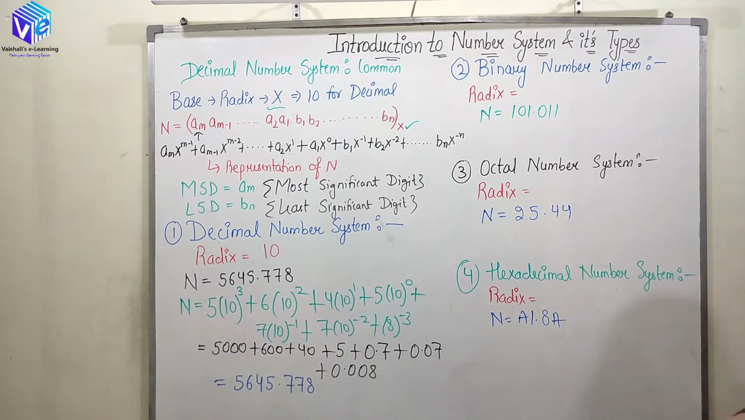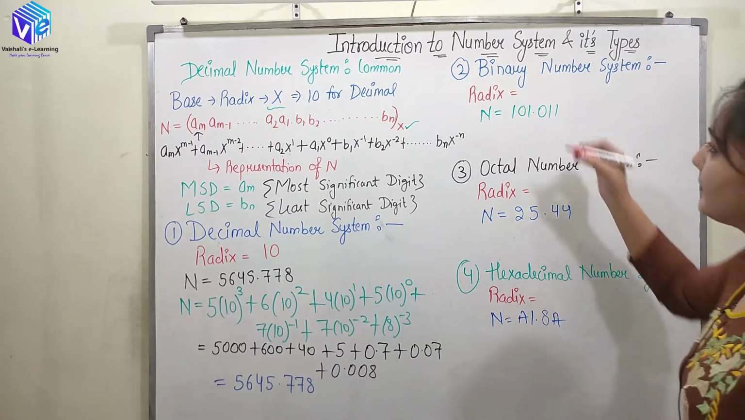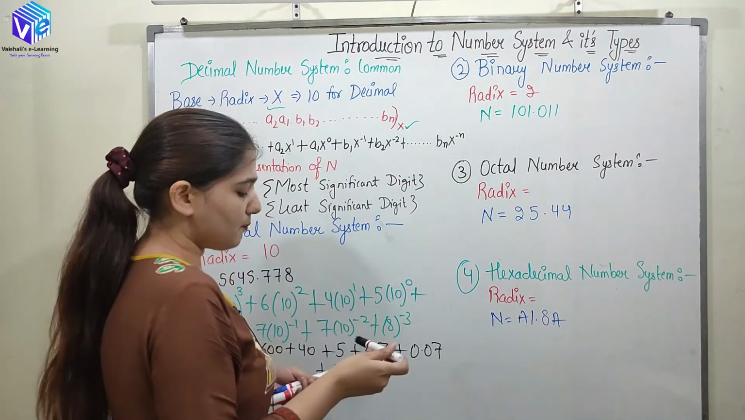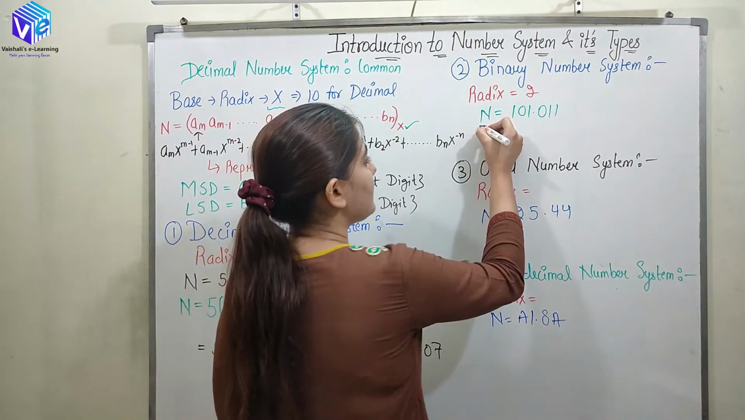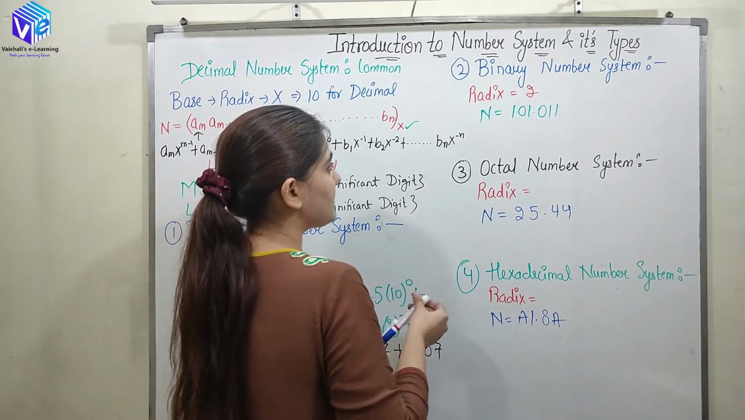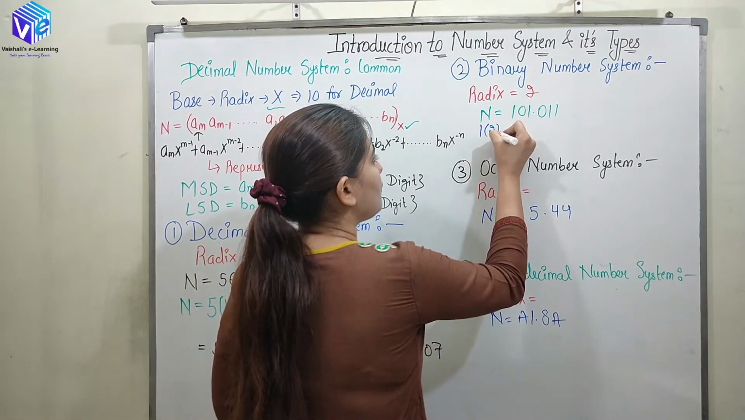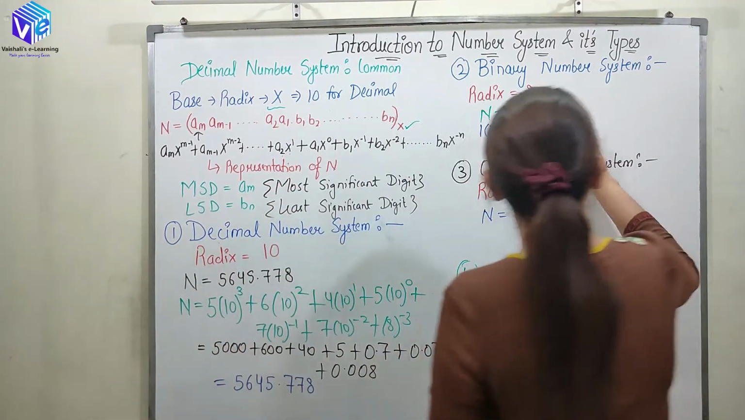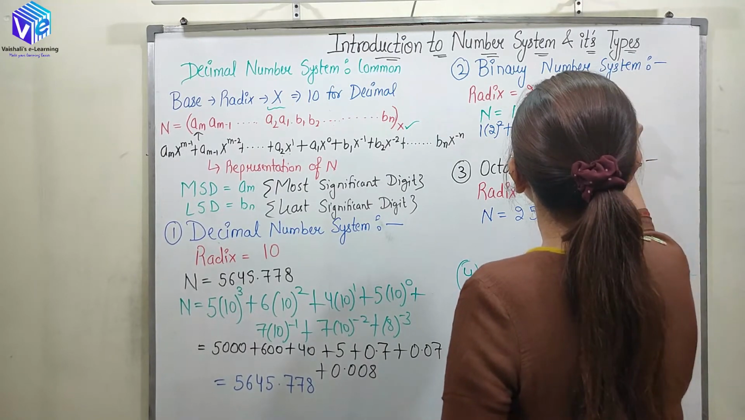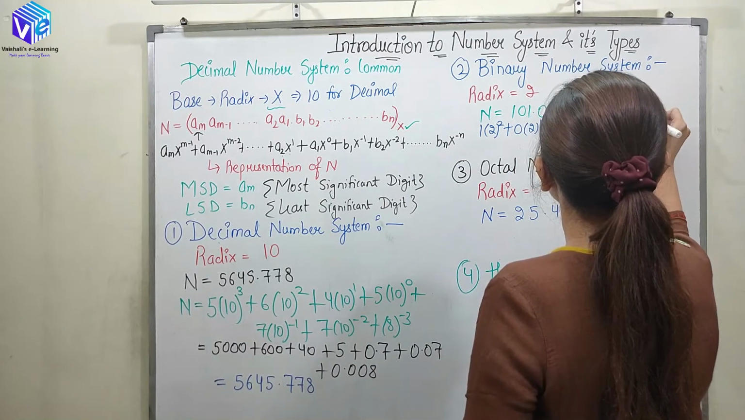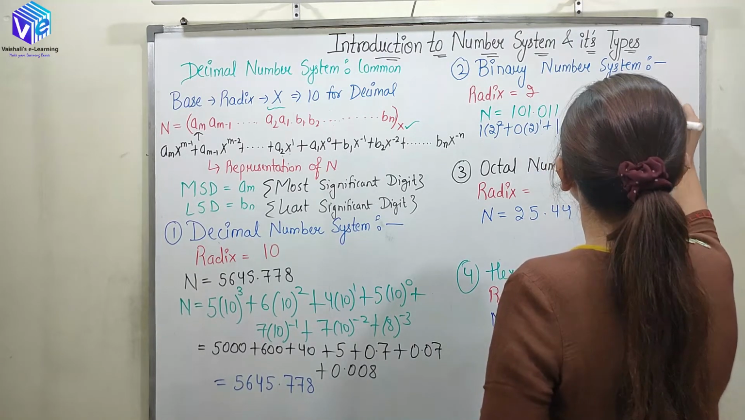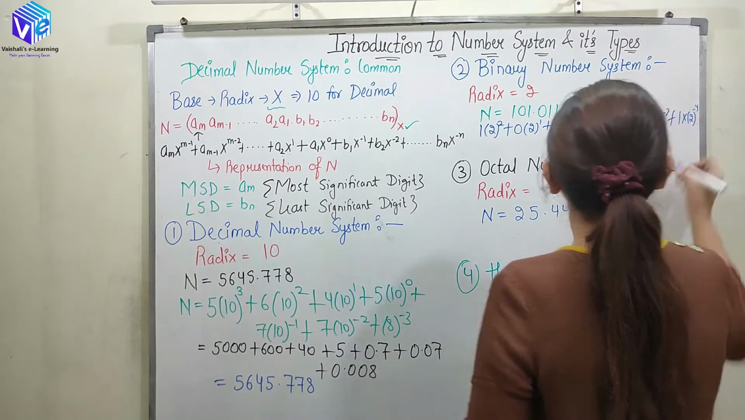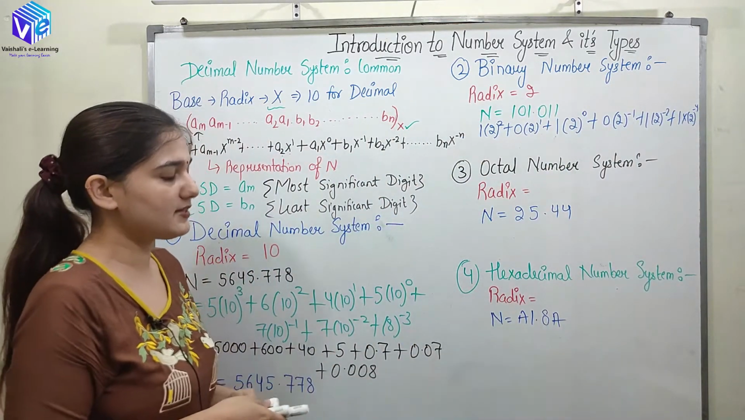Now coming to the binary number system. For the binary number system, the radix value would be 2, right? So here if I have the number 101.011, how can you represent it? So I will be representing it as 1 into 2 raised to power 2 plus 0 into 2 raised to power 1 plus 1 into 2 raised to power 0 plus 0 into 2 raised to power minus 1 plus 1 into 2 raised to power minus 2 plus 1 into 2 raised to power minus 3. Right? So this is how you can represent it.